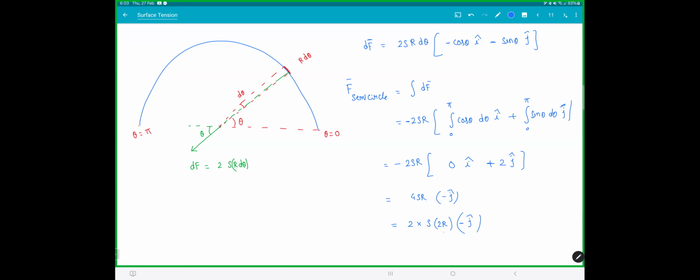So if you notice, this is actually the projected length. Remember in fluid mechanics I taught you projected area. So similarly, I can use something called a projected length. So the whole question, the answer looks as if you can just join the ends of this thing with length 2R and find the force on this length.